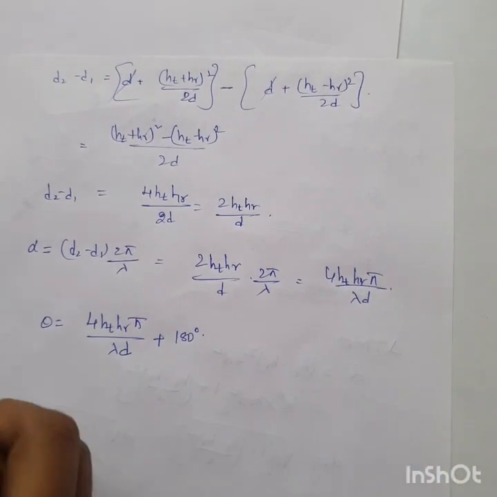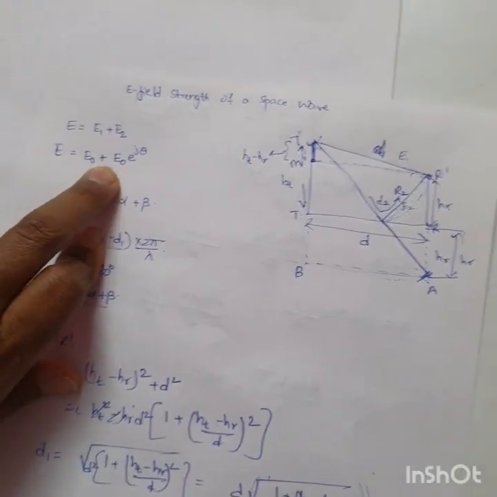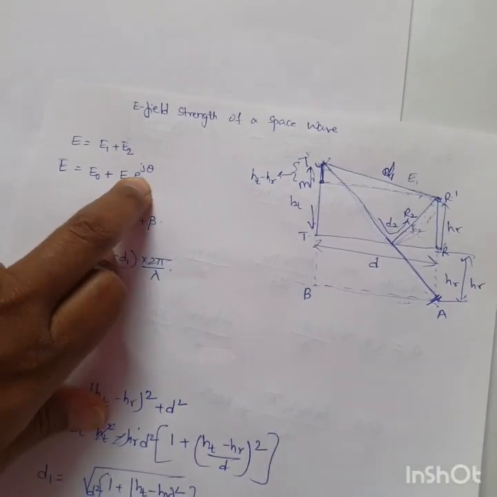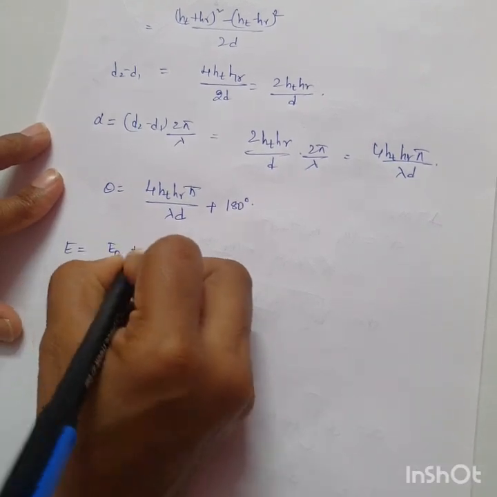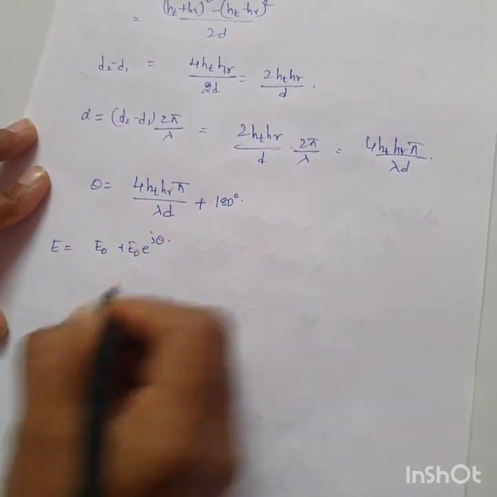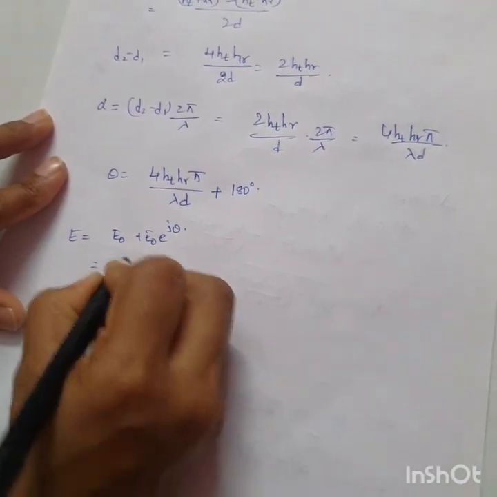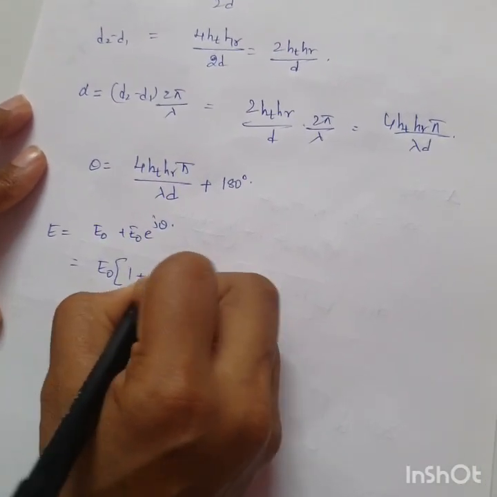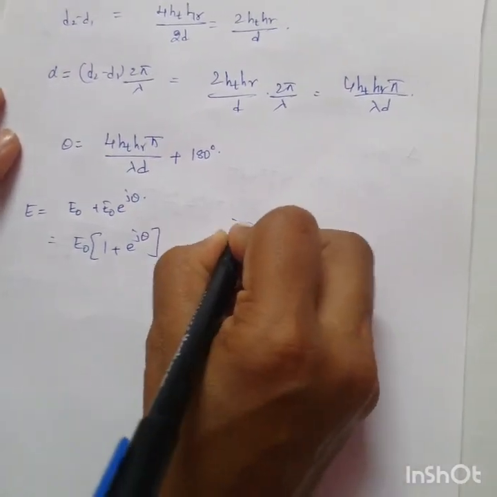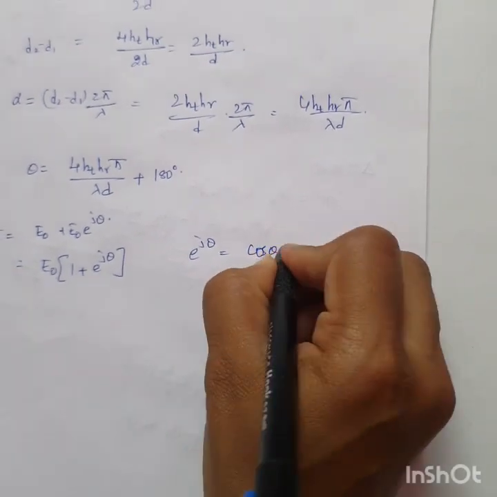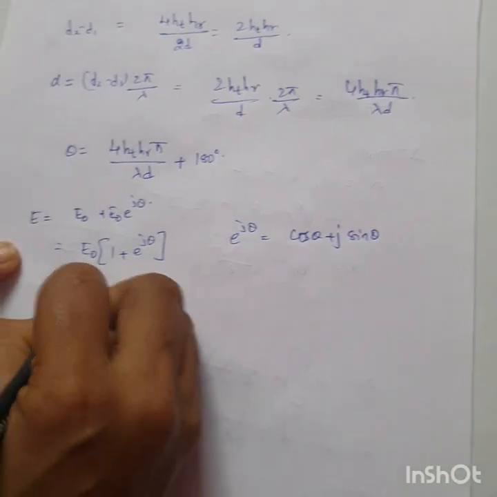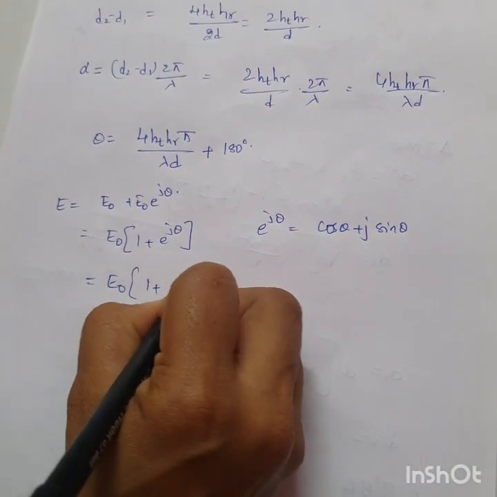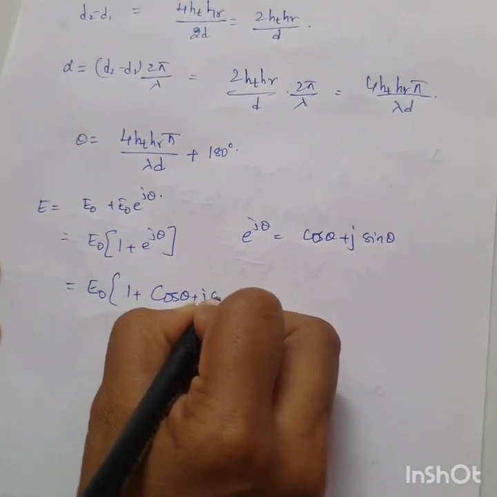180 degrees. Okay, so now we will go back to the electric field expression. E is equal to E naught into (1 plus e power j theta). Let us find out the simplified expression for this electric field. Let us take E naught as common: 1 plus e power j theta. We already know that e power j theta is nothing but cos theta plus j sin theta. If you do it, you will be getting 1 plus cos theta plus j sin theta.